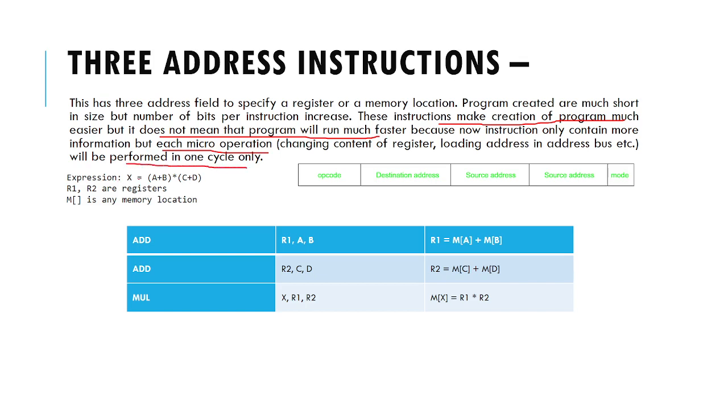See, here is the expression X, same expression we are using. R1 and R2 are registers, M is the memory location. Now add R1, we are adding A plus B to the R1 register. Similarly, C plus D to the R2 register. Now this multiplication operation is done with X as the destination. See, R1 and R2, here is the multiplication and it will be stored inside the X memory location.